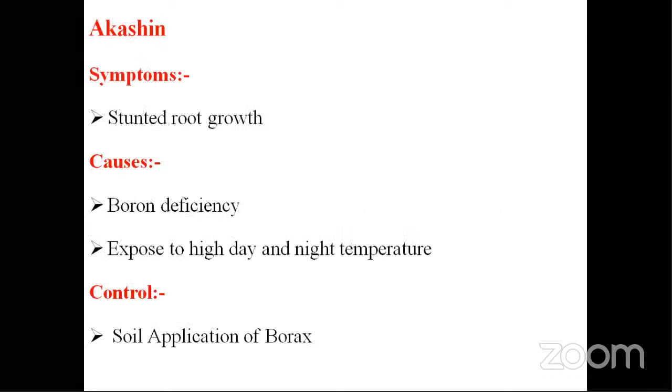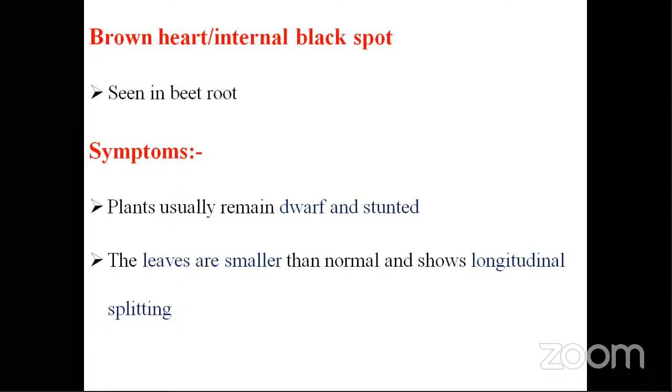Akkacian, meaning stunted root growth, is very important in the case of radish. It is due to boron deficiency and exposure to high day and night temperatures, meaning high temperature. So application of borax is the remedy for it. And akkacian is the boron deficiency, important.